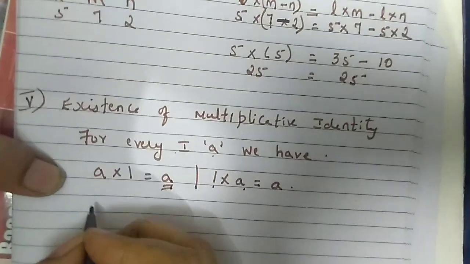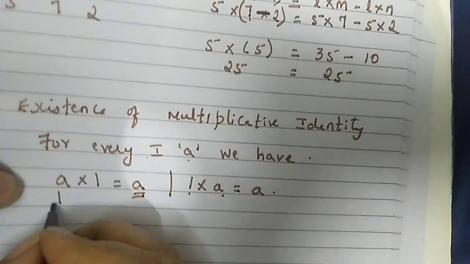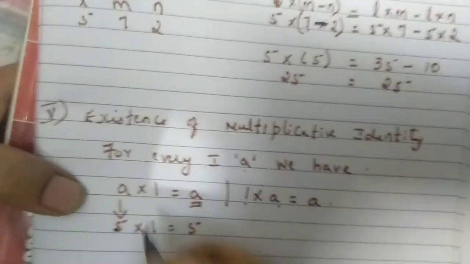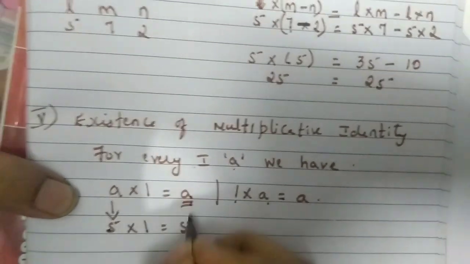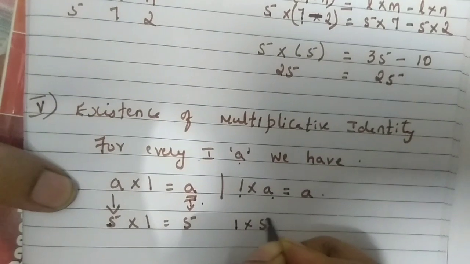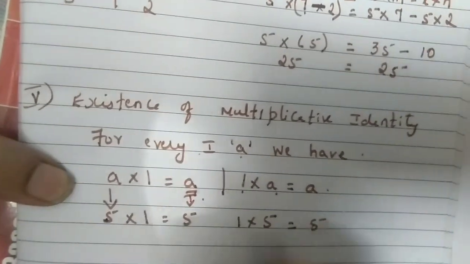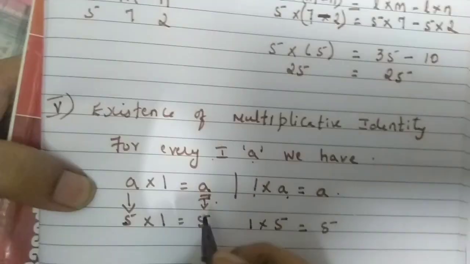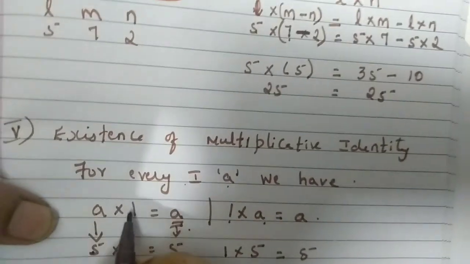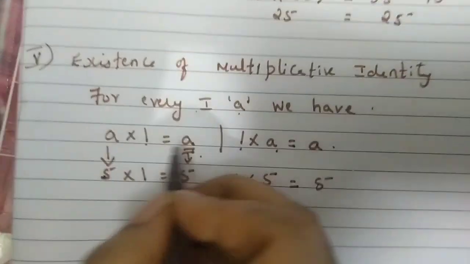Let's say, for example, we substitute the value of a as 5. So 5 into 1 gives you 5, a itself, or 1 into 5 also gives you 5. So whether it is 5 into 1 or 1 into 5, any a multiplied with 1 always gives you a. Any number which is multiplied with 1 gives you the same number.